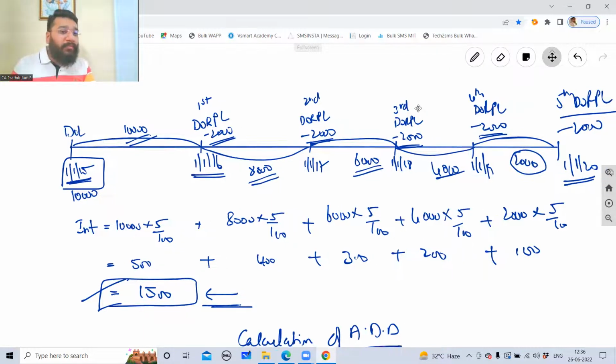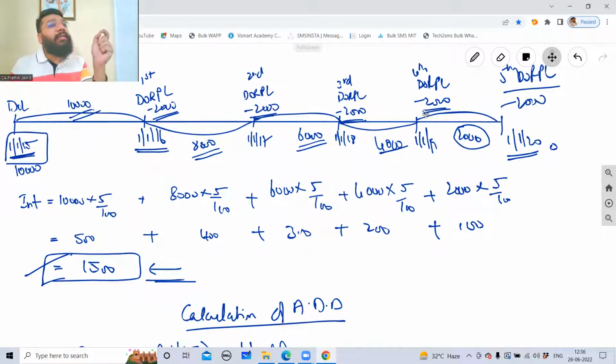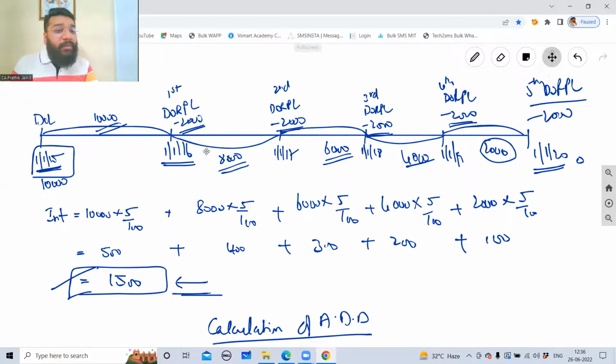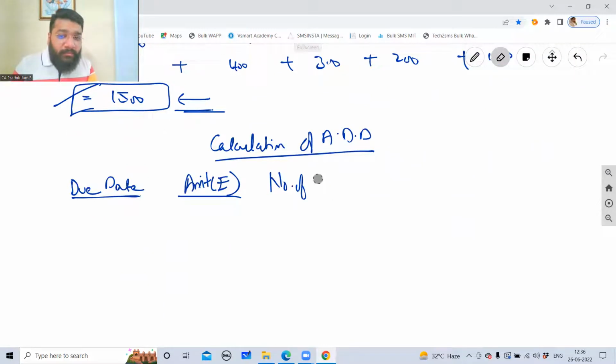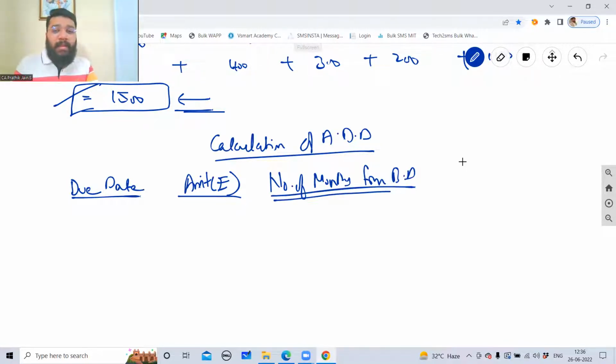This is an exceptional question. So here I'll not take the due date. Here I'll take the transaction date, the 1/1/2015 onwards. So I'll take number of months. You can take number of years also. We'll do both. Number of months from base date. And then I'll get product.